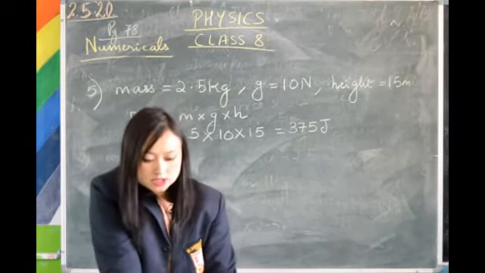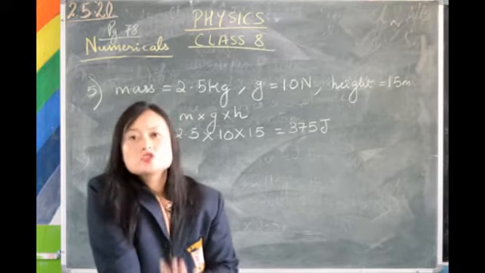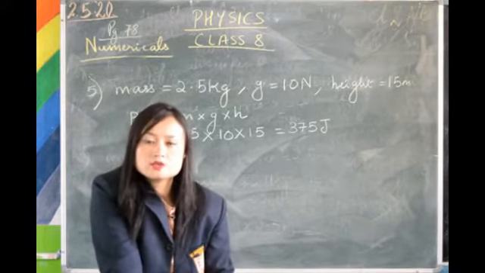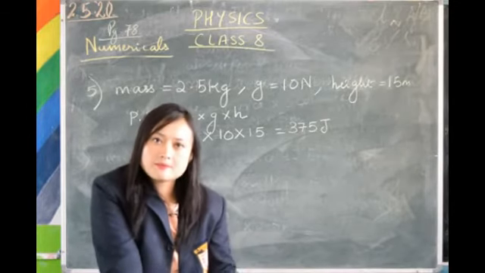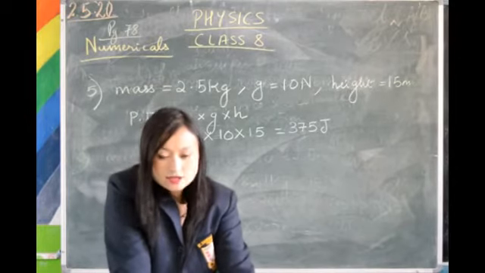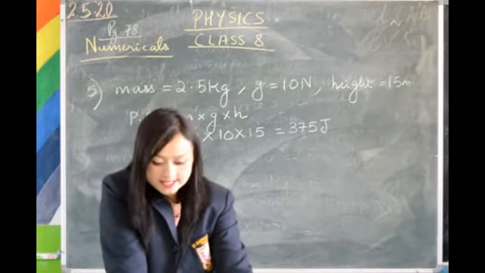I hope it's clear. Number 5, mass is given, g is given, h is given. So in order to calculate potential energy, what do you have to do? You have to multiply mass into g into h. And the value that you get is your potential energy.